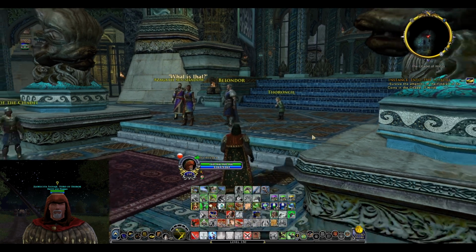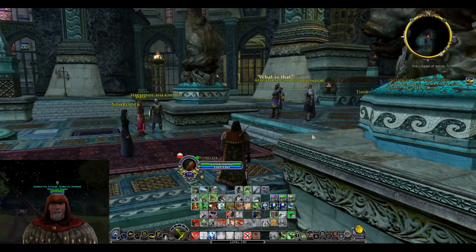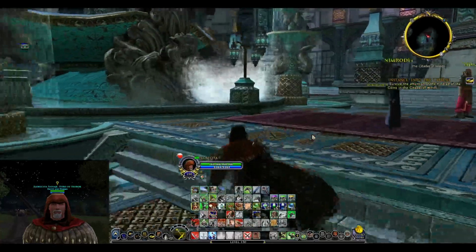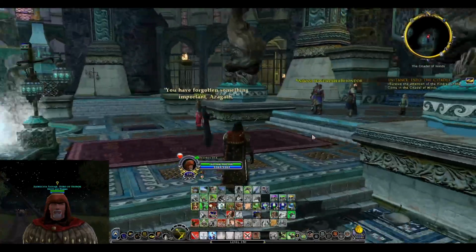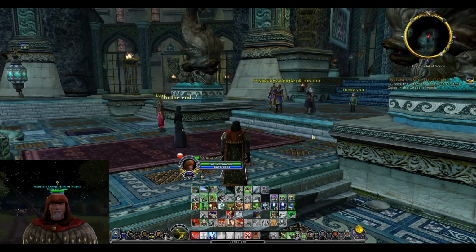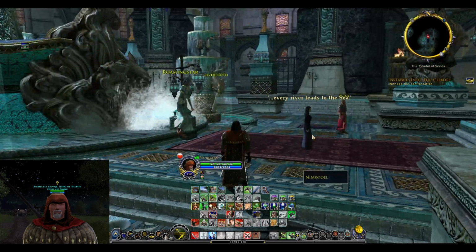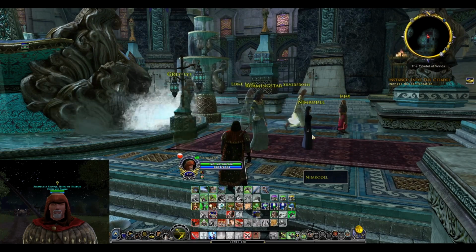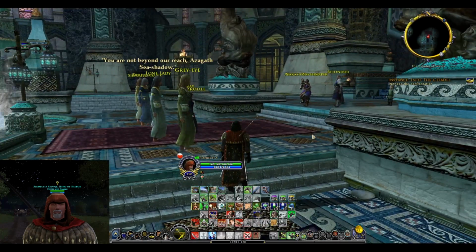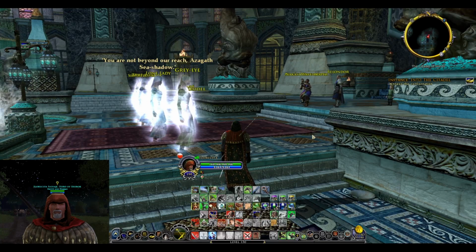What is that? The fountain. Oh, you have forgotten something important, Azagath. In the end, every river leads to the sea. Not beyond our reach, Azagath Sea Shadow.